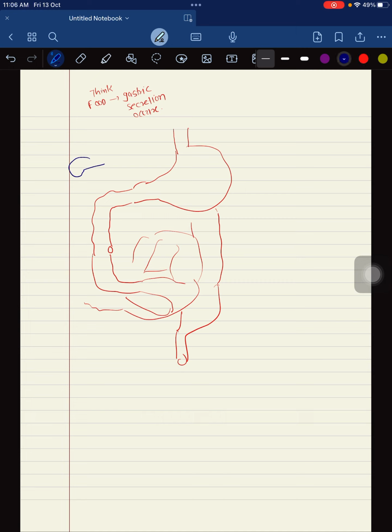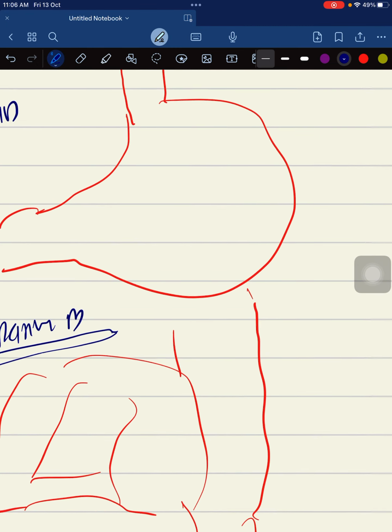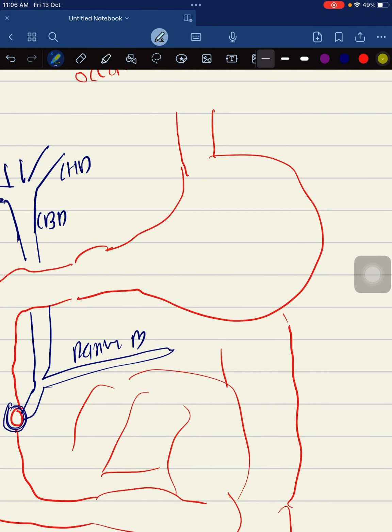Say this is the gallbladder. Common hepatic duct, common bile duct, cystic duct, GB, pancreatic duct, and this is the sphincter of Oddi. Okay. So first of all, let's say this is the food.